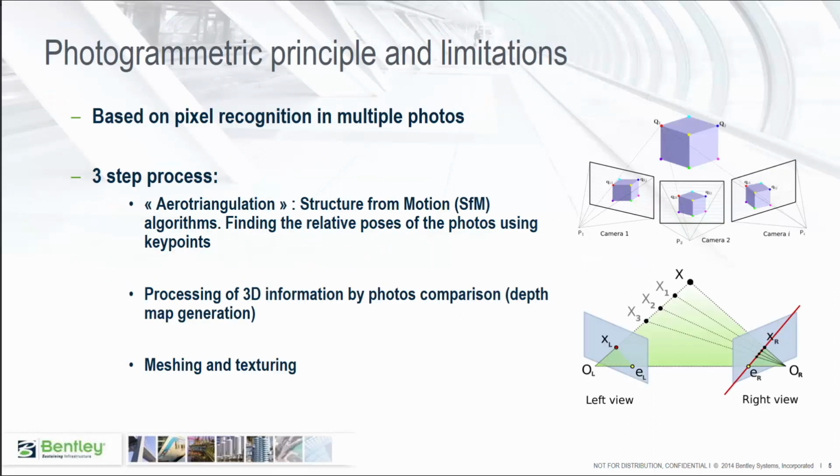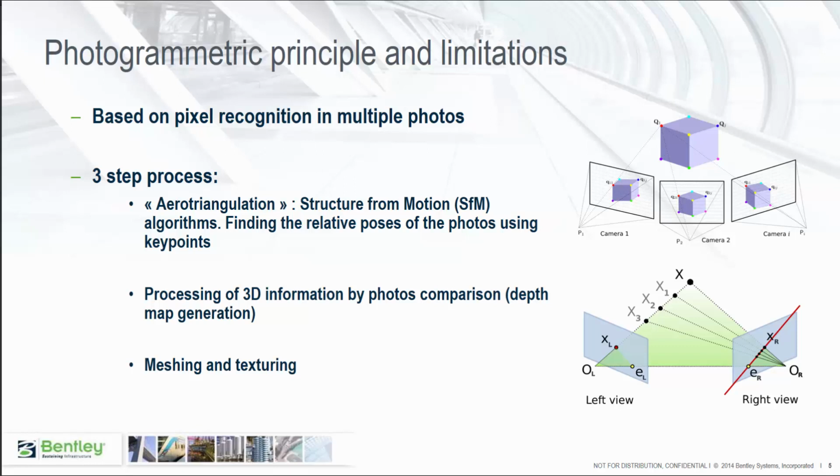So let's dig into a little bit of theory first. This is important to understand the requirements and limitations of photogrammetry. Photogrammetry is based on pixel recognition in multiple photos. It is a three-step process. First, we have aerotriangulation. The goal here is to find the relative poses of all the photos.